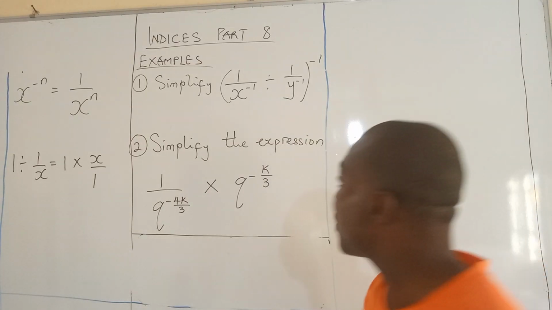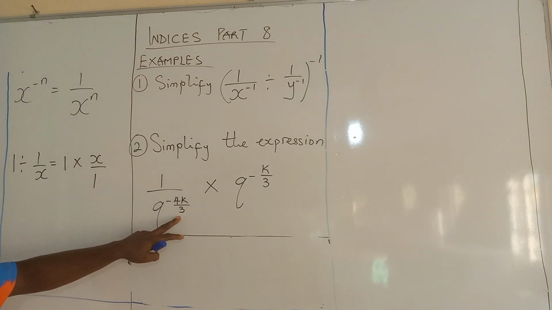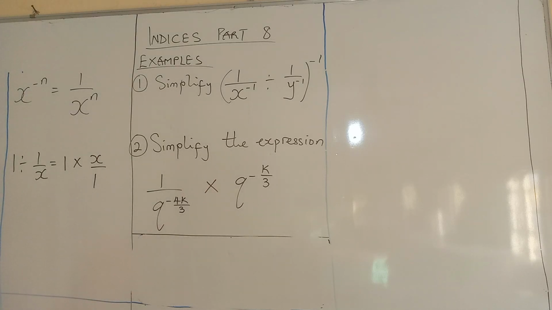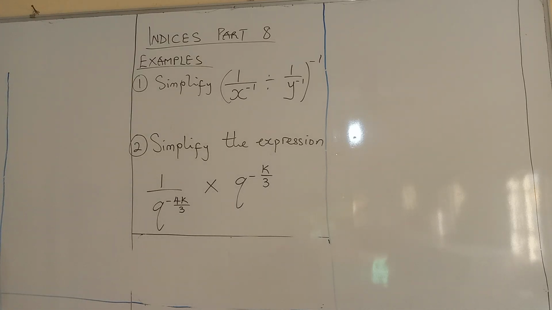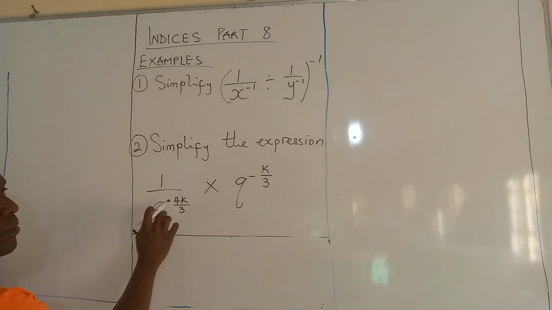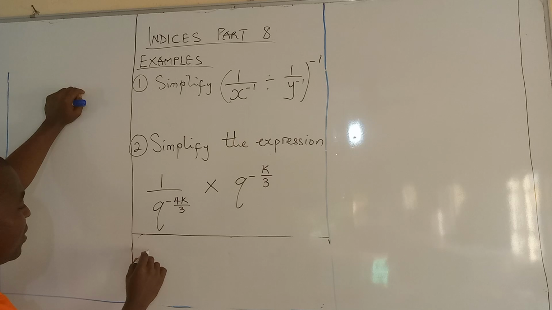For question number 2, we are asked to simplify the expression 1 over q raised to minus 4k over 3 times q raised to minus k over 3. We will still apply the law of indices, the negative power law. When a number is raised to a negative power, this means that this can be written as 1 divided by 1 over q, the power becomes positive.